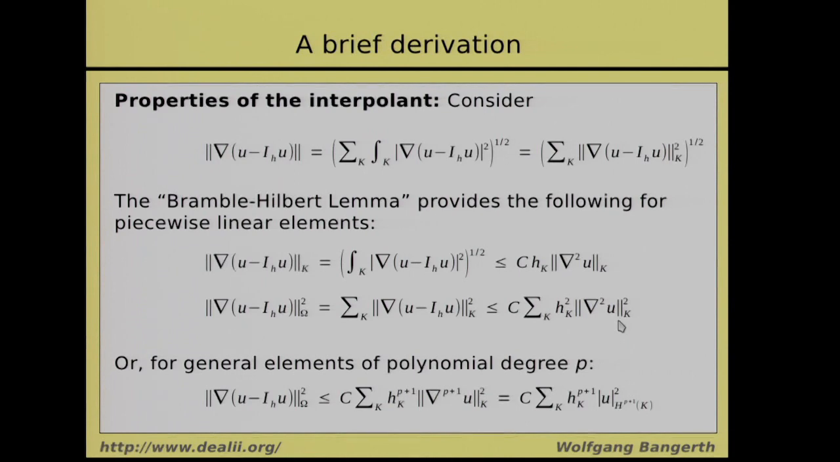And I can generalize this for general polynomial degree p. If p is bigger than 1, then I get something like this. Actually, this is not quite true. I think I need to fix this in these slides, because I take the square here. It is not p plus 1, but in fact 2p over here. So for a quadratic element, I would get h to the 4, and if I take square roots on the left and the right, then I get h squared here. But the point is that I need to take the p plus first derivative of the solution, so the H^(p+1) norm.